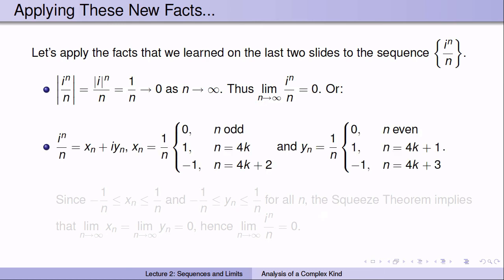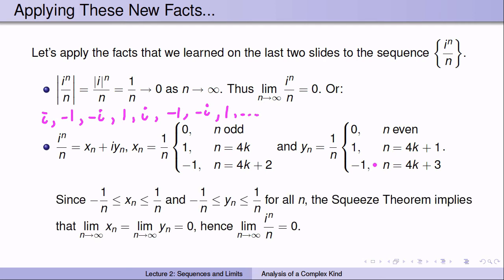What is the real part of i to the n over n? It depends. i to the n, remember, is just i when n is equal to 1, it's minus 1 when n is equal to 2, it's minus i when n is equal to 3, it's 1 when n is equal to 4, and again i, minus 1, minus i, 1, and so forth. So the real part could be 0, 1, or minus 1. The real part is 0 in the i and minus i cases, and it's 1 or minus 1 in the other two cases. I split it up here: when it's 0, when it's 1, when it's minus 1. You can check that. And similarly, the imaginary part is either 1, minus 1, or 0. And I wrote that down right here.